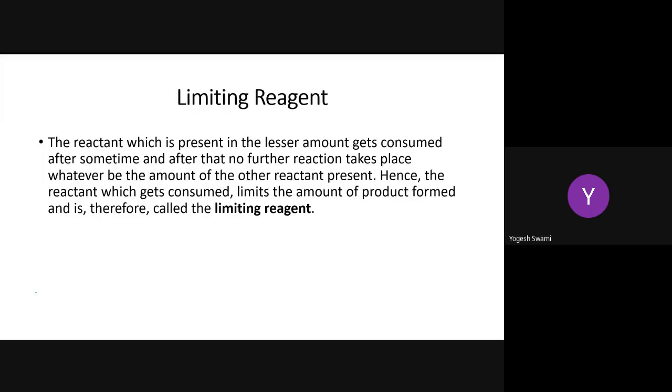Now the next topic is limiting reagent. As the name suggests, limiting means it is present in a limited amount, which indicates that after some time it is completely consumed. When that particular compound is completely consumed, the reaction stops.